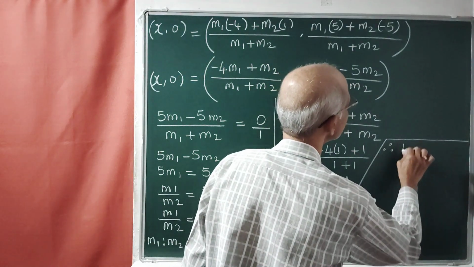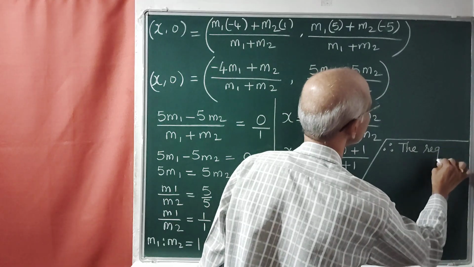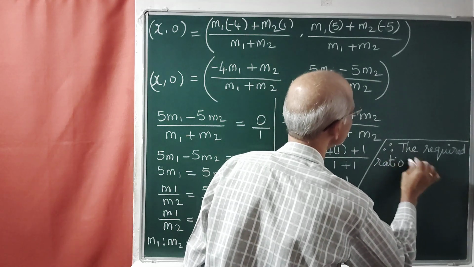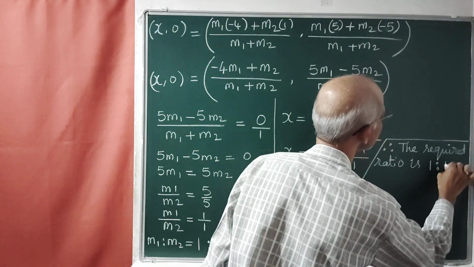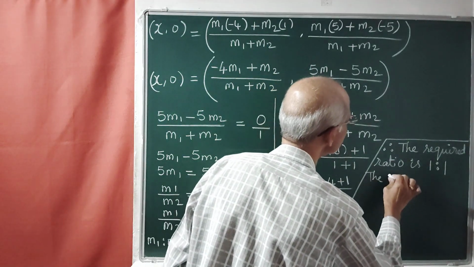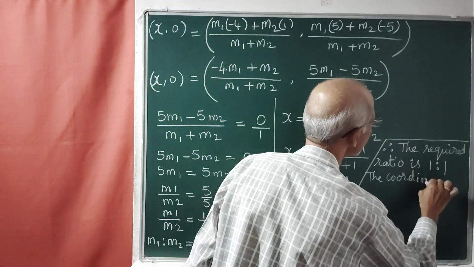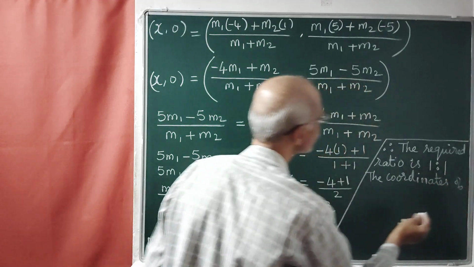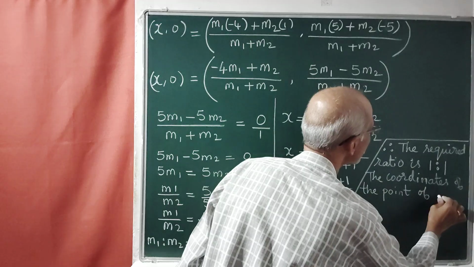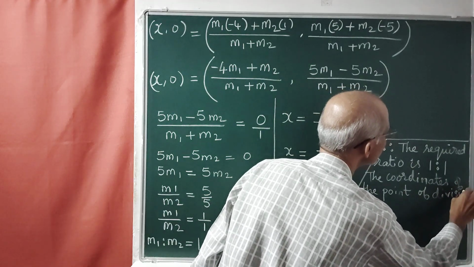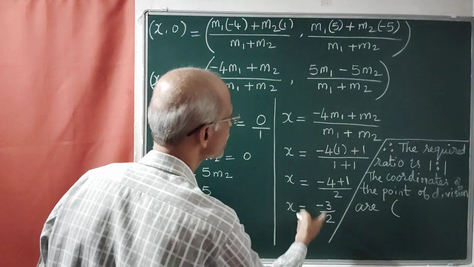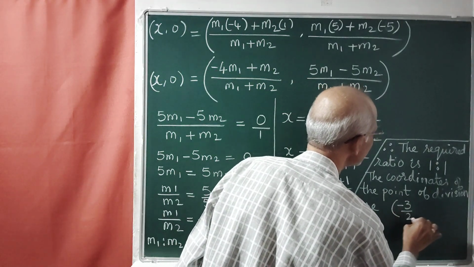Therefore, the required ratio is 1:1. The coordinates of the point of division are: x value is minus 3/2, the y value is 0.